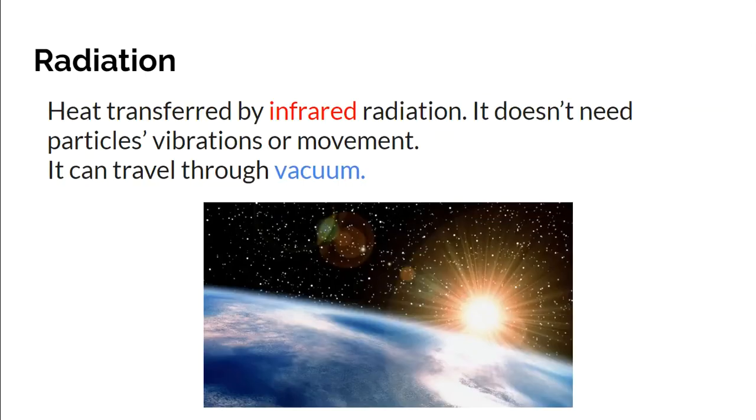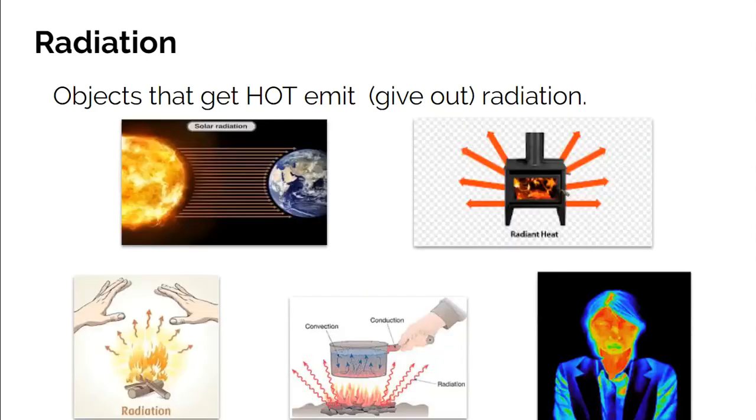The heat that reaches us from the sun is carried by a type of radiation called infrared radiation, or heat radiation. Unlike conduction and convection, this method of thermal transfer doesn't need the vibrations or movements of particles. Infrared radiation can travel in a vacuum. It's actually the only method that can be transferred without the presence of particles. The sun is one example of heat transferred by infrared radiation.